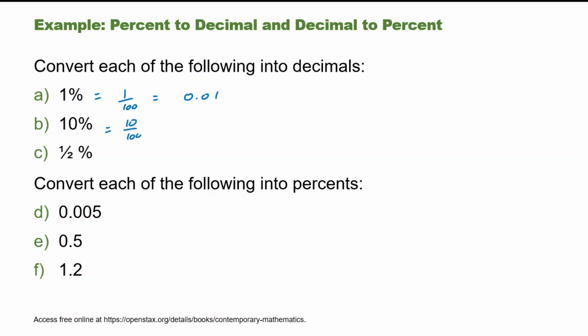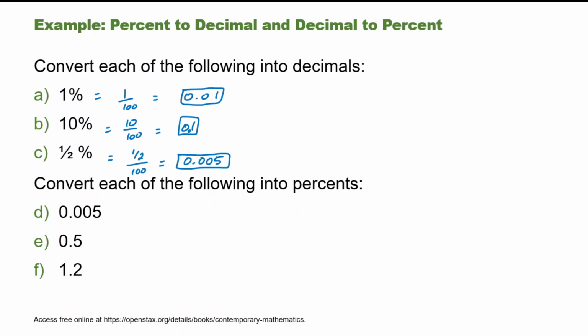10% is equal to 10 divided by 100, which is equal to 0.1. So the 10% is 0.1. Part C, 1/2%. Well, 1/2% is equal to 1/2 divided by 100, which if we do that division will be 0.005. So the 1/2% is 0.005.